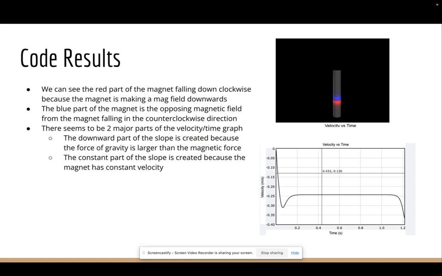And then looking at the graph on the bottom right, our velocity time graph, there seem to be two major parts of the velocity time graph. The downward part of the slope is created because the force of gravity is stronger than the magnetic force. And then the constant part of the graph is created because the magnet has a constant velocity during that time.